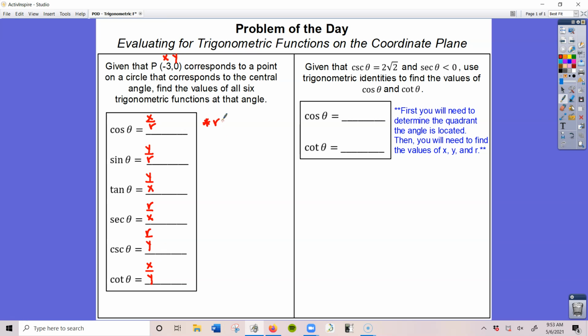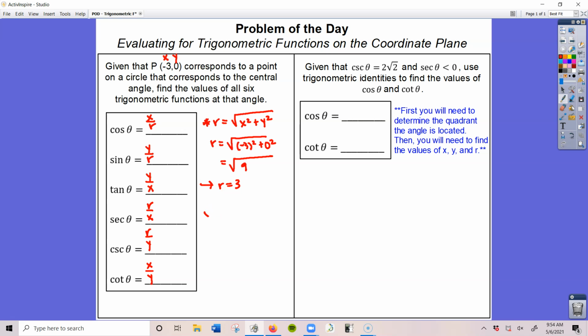Now remember that r is equal to the square root of x squared plus y squared. So I'm going to plug in my x and my y to solve for r. So r equals the square root of (-3) squared plus 0 squared. (-3) squared is 9 plus 0, so 9. So r is going to equal the square root of 9, which is 3. Remember that anytime we take a square root, the answer is always plus or minus. But the radius of a circle is always going to be a positive number. So we just take the positive value for r.